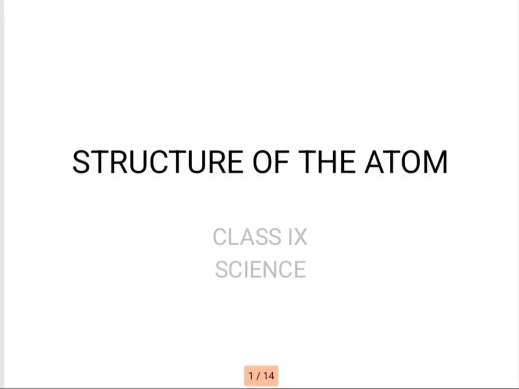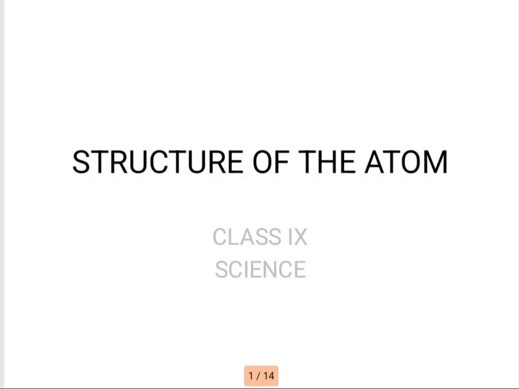Today we are going to learn chapter number 4, Structure of Atom, from the NCERT class 9 science textbook. This chapter explains how scientists discovered the structure of atoms, the basic building blocks of matter. I will explain the full chapter in very simple language, the same style used in NCERT, and I will also give an important exam question at the end. Okay?